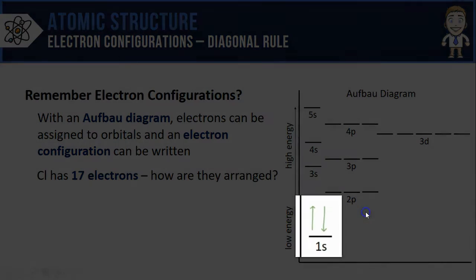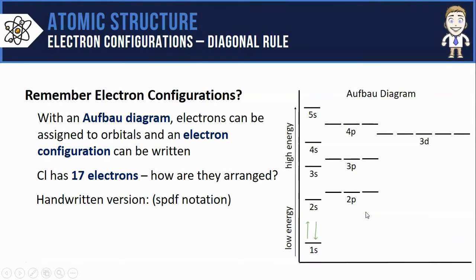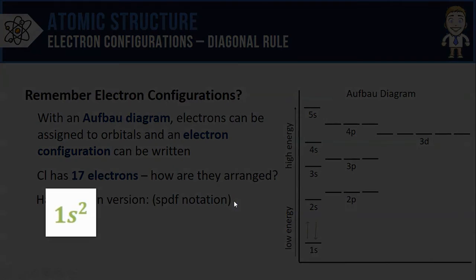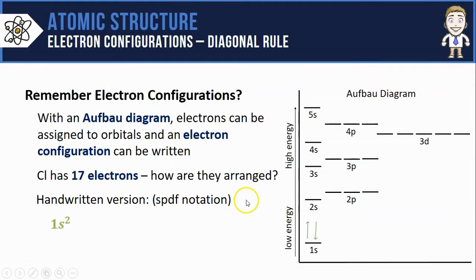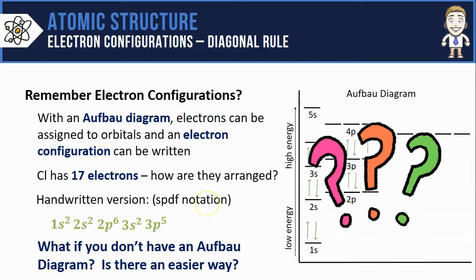Starting at the bottom, you'd put 2 electrons in the 1s orbitals. Side by side, we'll do the handwritten version that would look like 1s superscript 2 for the 2 electrons there. Then simply move up the diagram to 2s2, 2p6, 3s2, that's 12 electrons so far. So to get up to 17, there's just 5 more that have to go into the 3p orbitals. In this video, we'll figure out what to do if you didn't have an Aufbau diagram to follow.